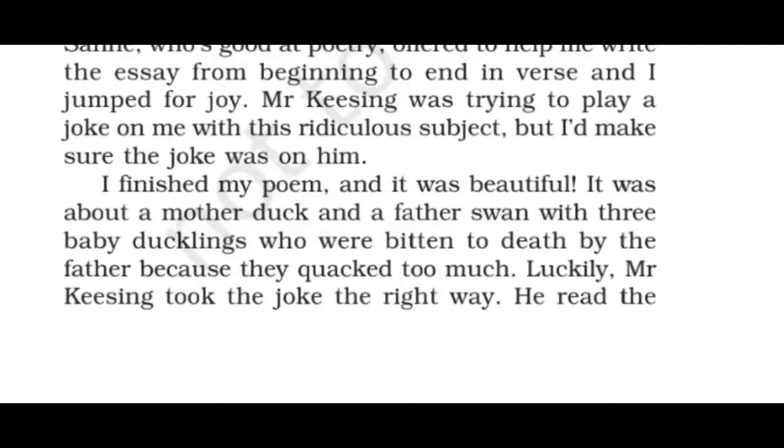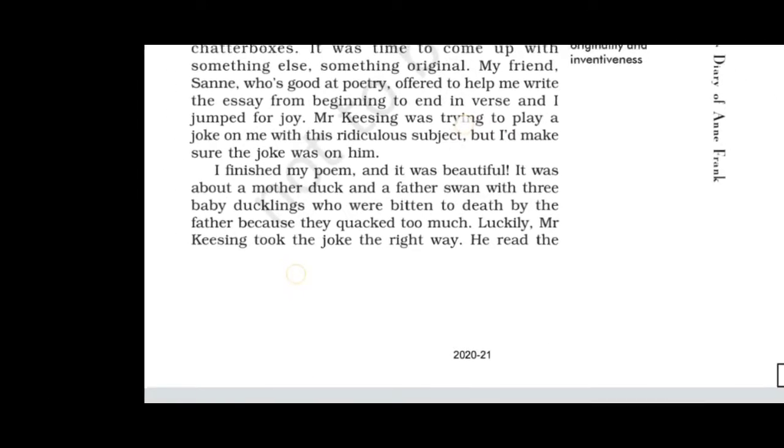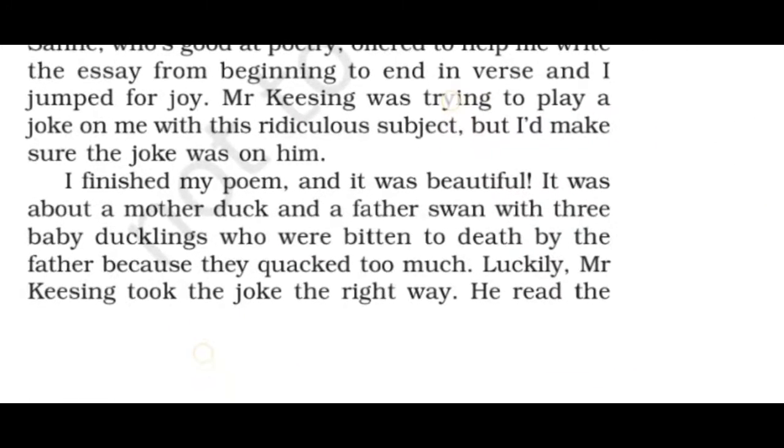I finished my poem and it was beautiful. It was about a mother duck and a father swan with 3 baby ducklings who were bitten to death by their father because they quacked too much. Luckily, Mr. Keesing took the joke the right way.